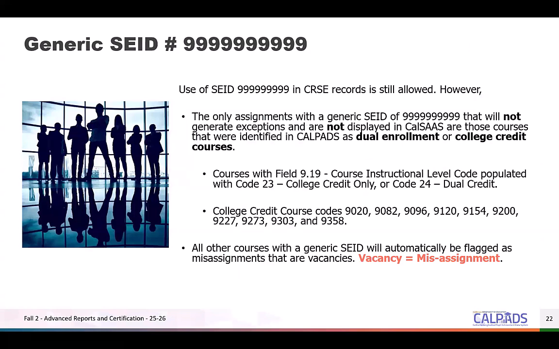And here we have a little bit of background on the generic SEID numbers. Basically, the generic SEID of 999 in the course record is allowed. However, the only assignments with the generic SEID of 999 that will not generate exceptions and are not displayed in CalSAAS are those that were identified in CalPACS as dual enrollment or college credit courses. And it shows you how that information is reported in CalPACS. But other than that, all other courses with the generic SEID will automatically be flagged as misassignments, which are vacancies. And vacancies are, again, all misassignments.